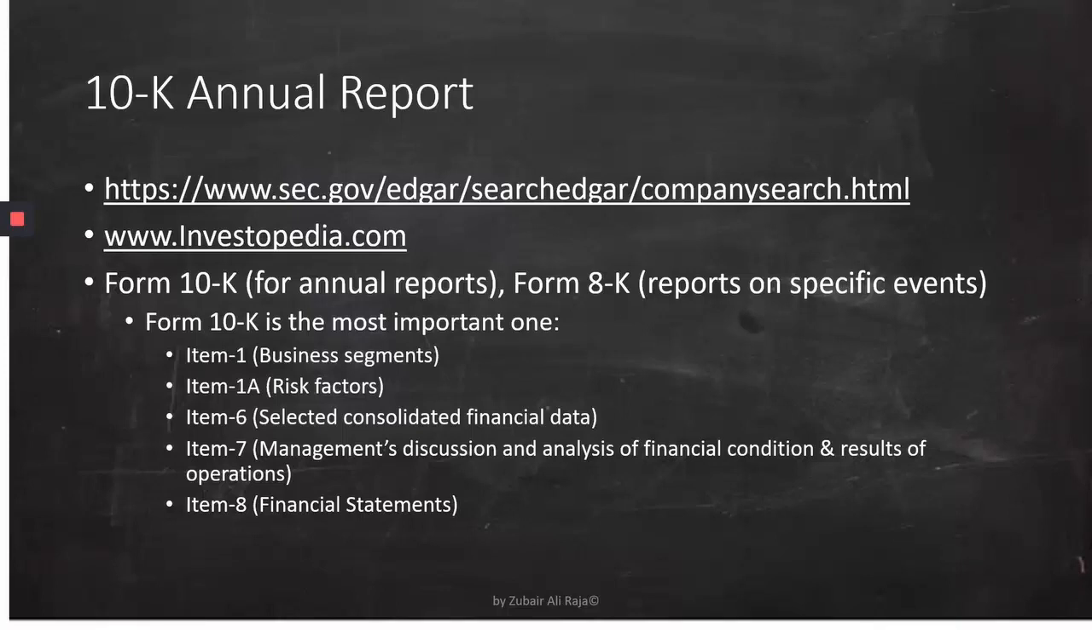Then Item 6 presents the selected consolidated financial data, for example, earnings per share or any other important data. So that is hand-picked or cherry-picked data which is mentioned over there.